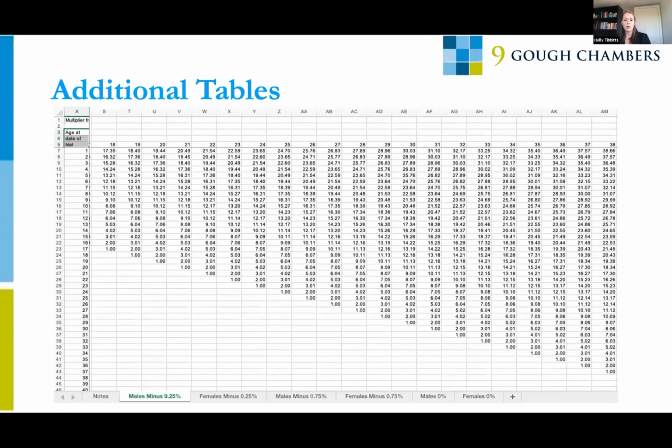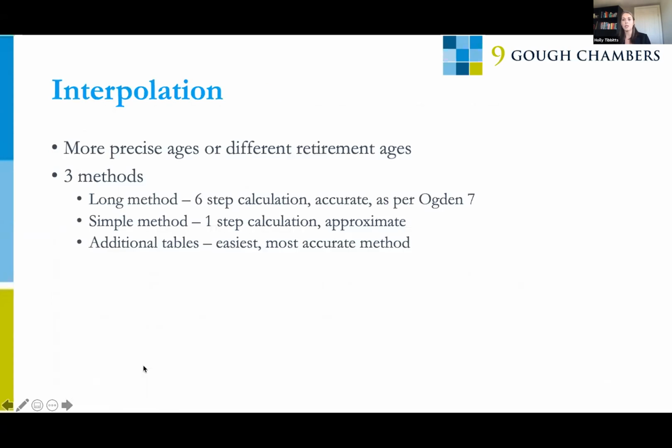So let's have a look at one of the scenarios in which the tables can be used, and that is in relation to interpolation of multipliers. Now, you'll be familiar with interpolation of multipliers from Ogden 7. It's sometimes necessary to interpolate where, for example, the claimant has a retirement age that falls between the retirement ages provided for in the tables, or if it's necessary to do an accurate calculation based on a precise age of the claimant, which is not a whole number.